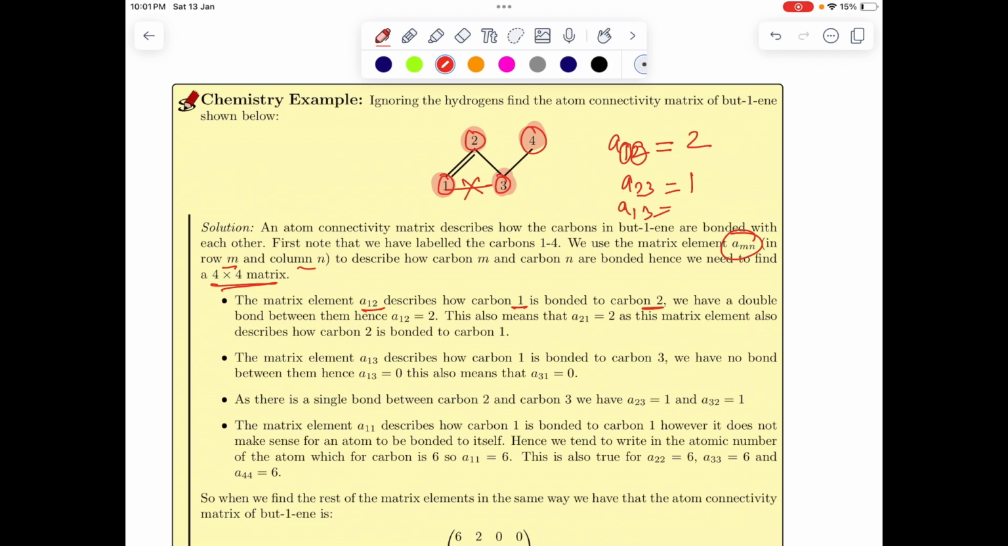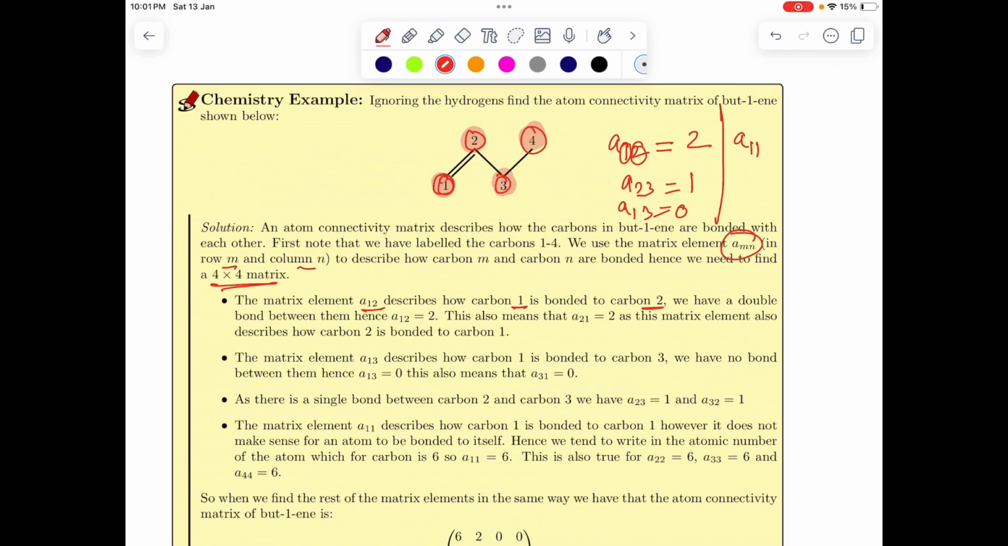AMN is the number of bonds between the carbon atom at position M and the carbon atom at position N. So A12 is going to be 2. What about A23? It's clearly 1. What about A13? 1 and 3 are not bonded at all, so we have 0. There is no bond between them. One exciting thing, what about A11? So carbon atom 1 is definitely bonded with carbon atom 1. It doesn't make much sense, because you are already bonded with you because you are you.